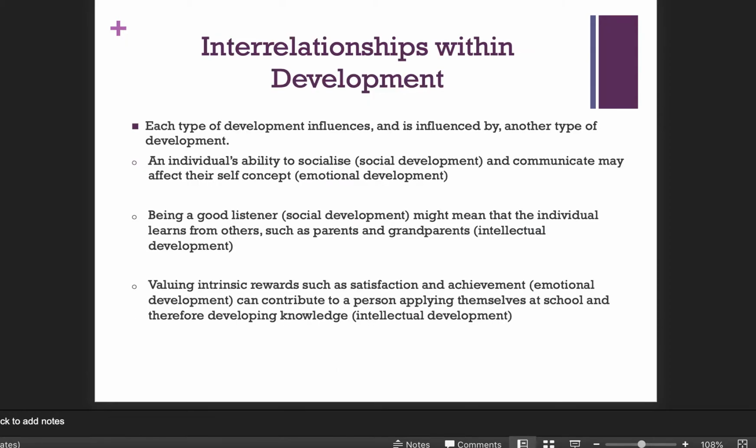I've mentioned a few times, and I thought it was worth creating a slide and actually showing you, that within the development phases, different aspects have relationships with each other. So as somebody is able to socialize, their concept of emotional development will grow also.